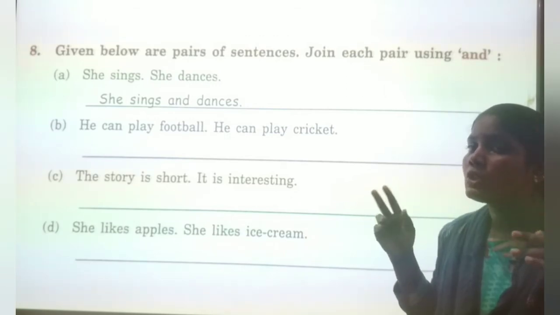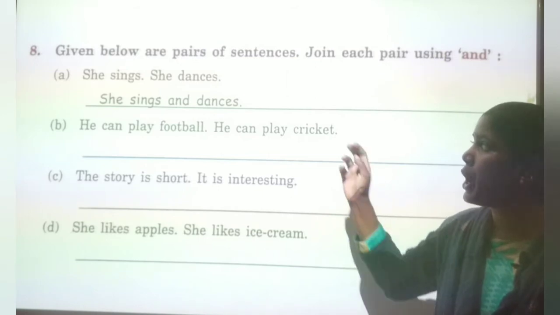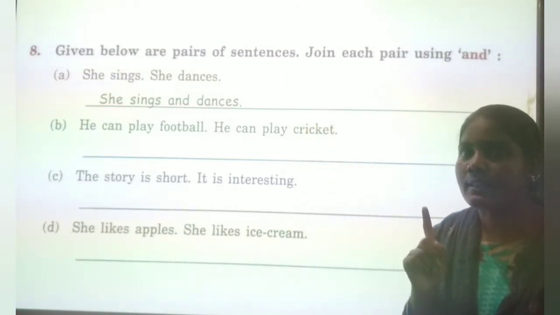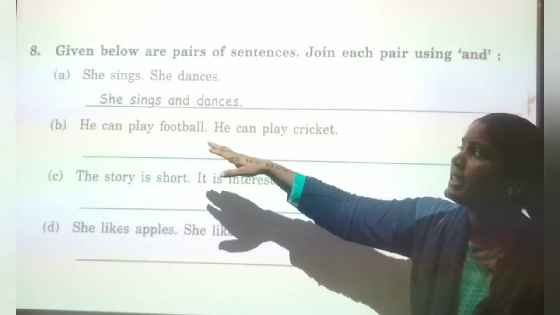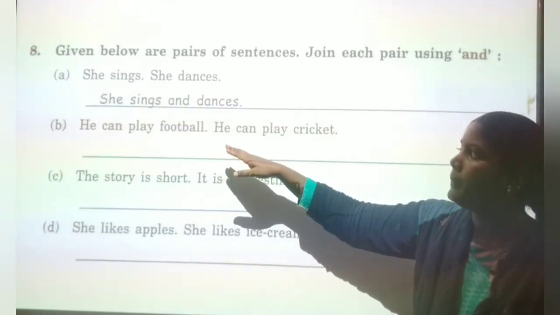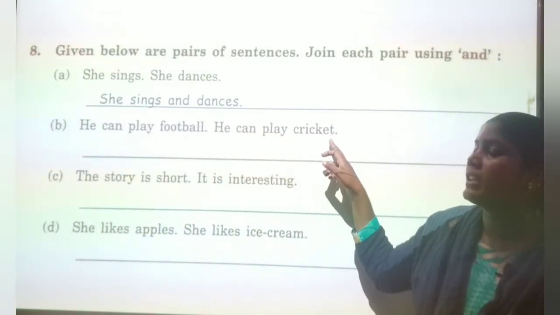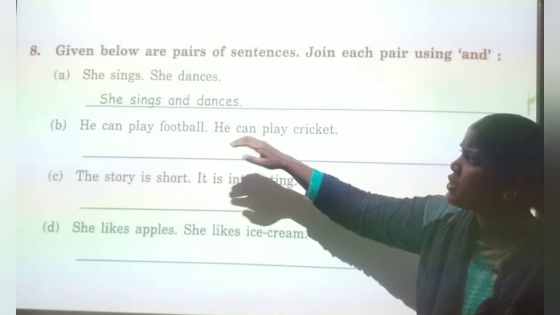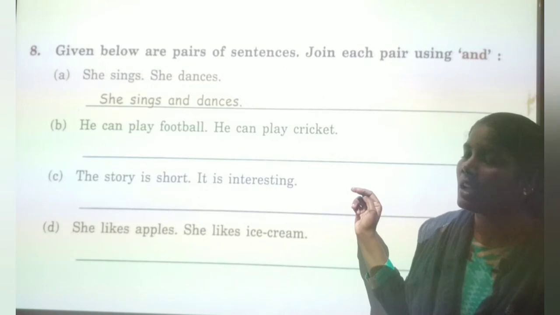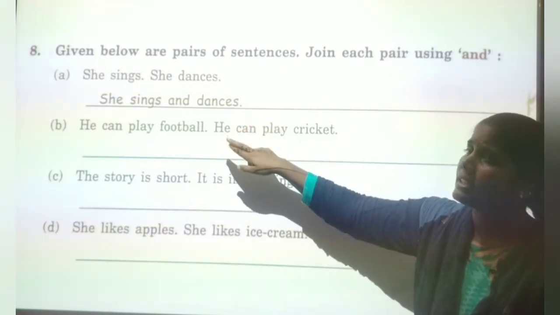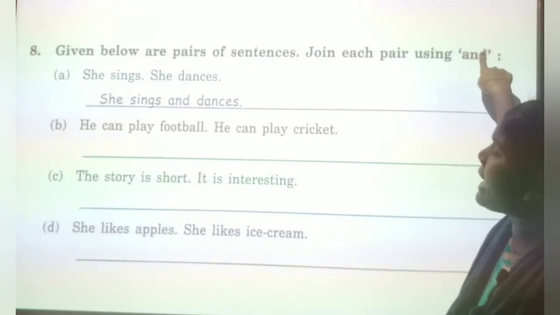When it was two sentences, it was lengthy. So now we have made two sentences into one sentence. The next one is: he can play football, one sentence. He can play cricket, this is another sentence. Now you may see this is very lengthy. Yes? So now we make these two sentences one sentence using and.